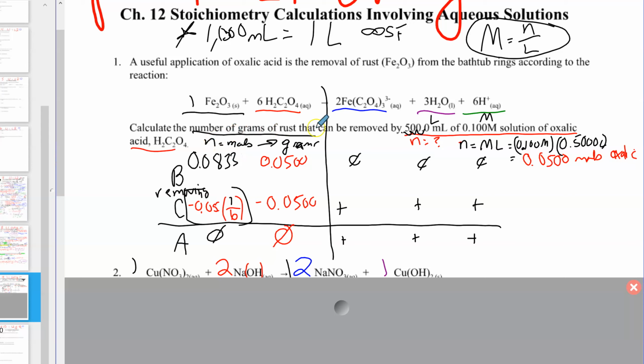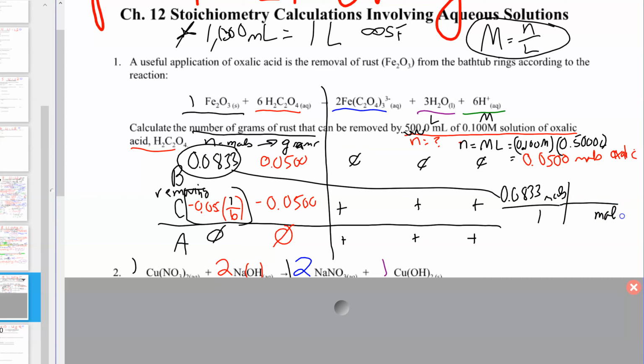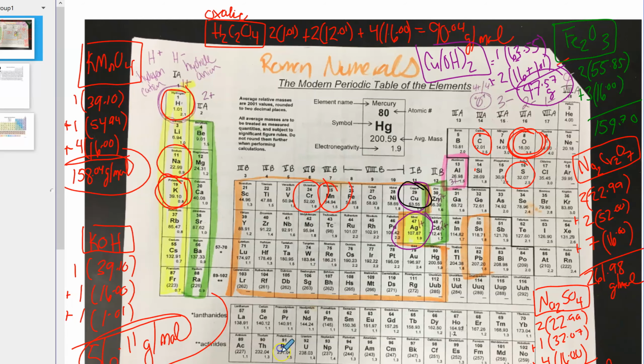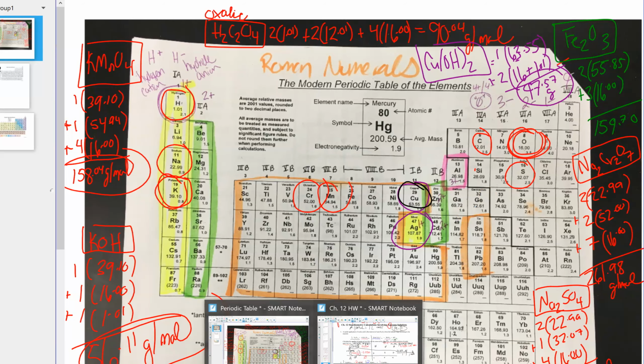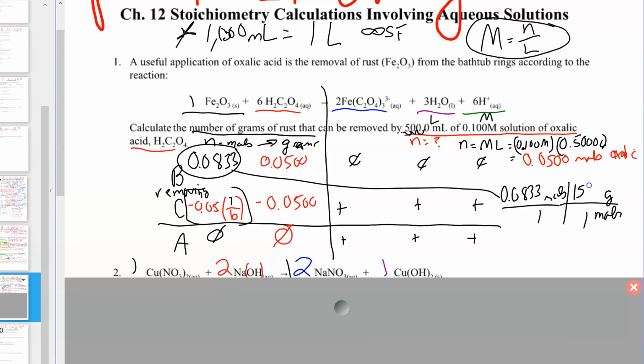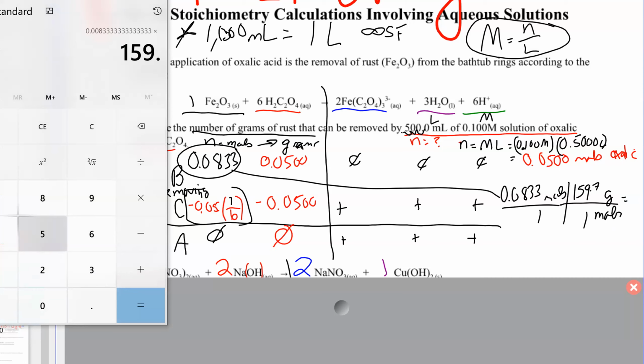Okay, but is that the final answer they want? No, they want grams of rust. So we have 0.0833 moles of rust, and we want to get rid of our moles and go to grams. So we have to go to our periodic table. We need to find iron(III) oxide. Look at that, right up here, 159.7 grams per mole. So times the molar mass, we get a mass of 1.3308.